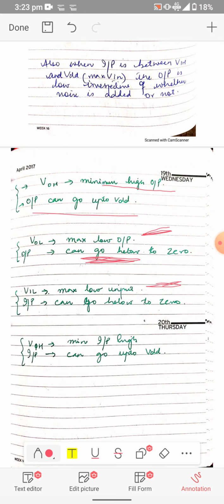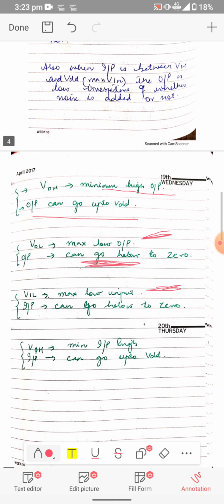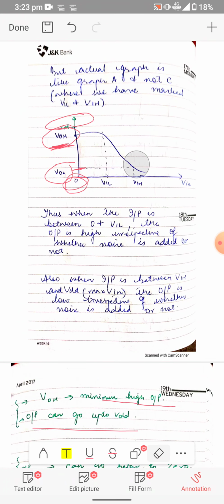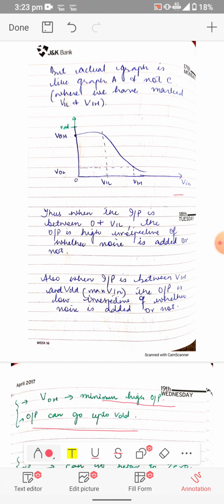Similarly, VIL is the maximum low input, because the input can go down to 0. So this is now coming to the input side. Here is your input. What is VIL? VIL is the range of input up to which your input is considered low. So 0 to VIL, we say that wherever your input lies between 0 and VIL, at that time the output is considered to be high, because this input is considered to be low. So VIL is the maximum level of low inputs.